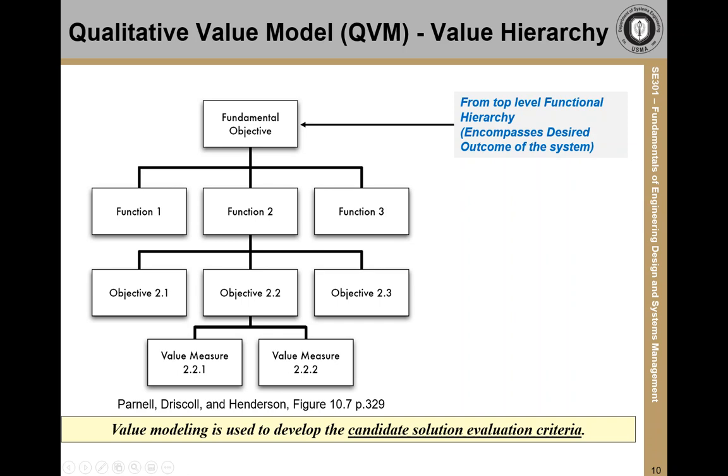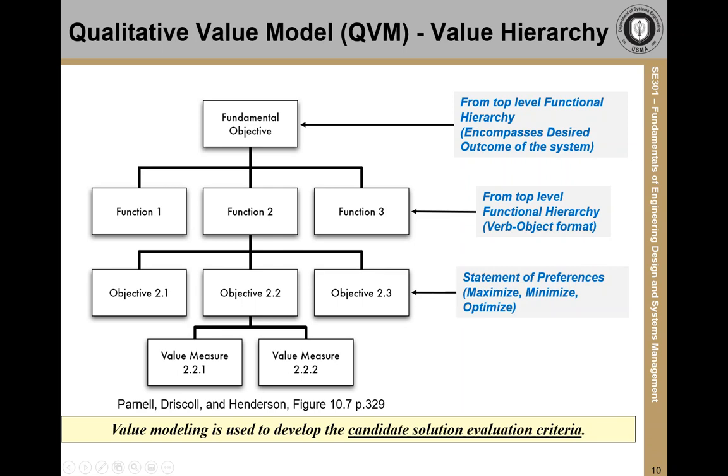Now, below our fundamental objective are our functions. Our functions are the tasks, actions, or activities that need to occur to support the fundamental objectives. They need to take that verb object form. Very important that we continue on with verb object when talking about functions.